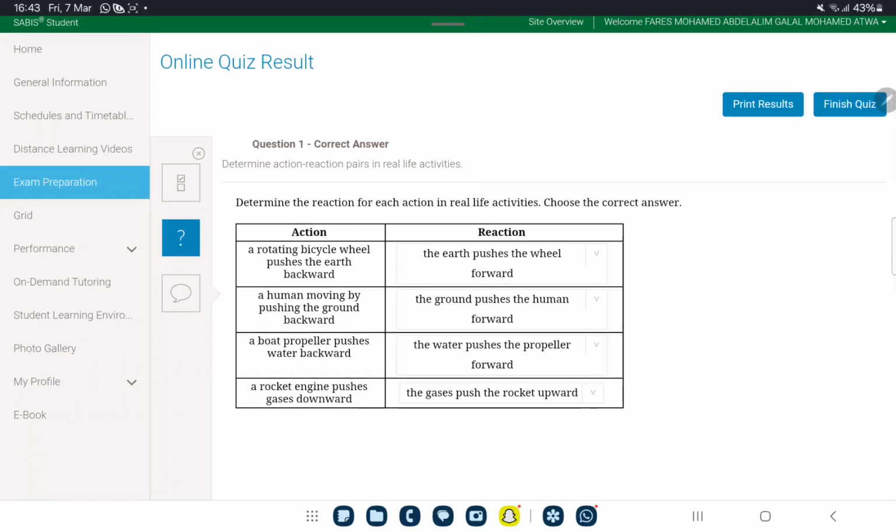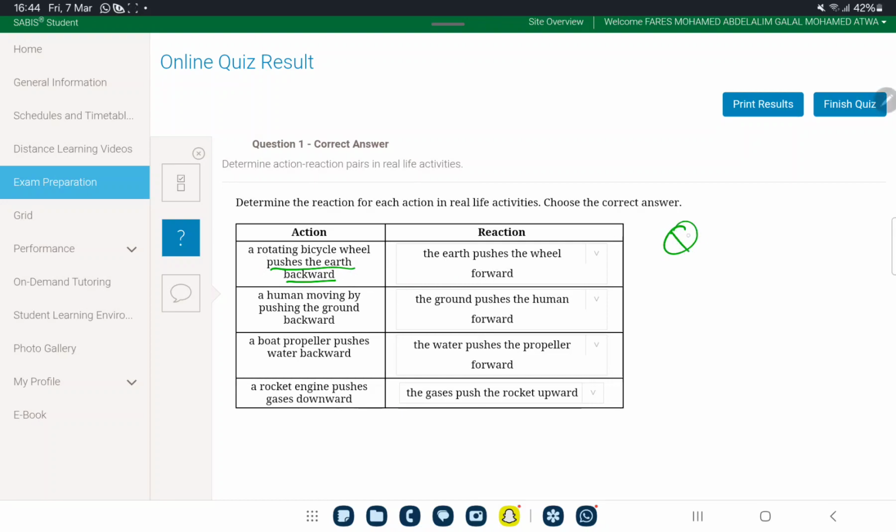This whole quiz, it's only one question, and it's based on Newton's third law. For every action, there is an equal and opposite reaction. So a rotating bicycle wheel pushes the earth backward. Just make it the opposite, so the earth pushes the bicycle forward instead.